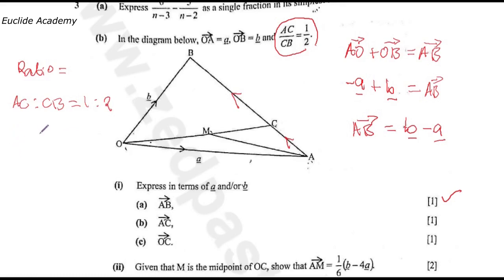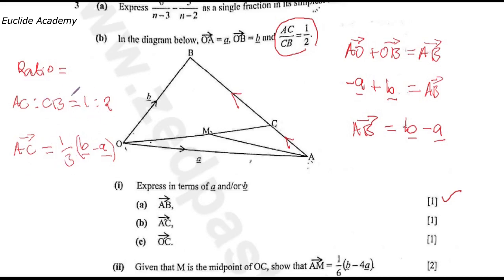So which means that if we want to find AC, the vector AC is equal to 1/3 of the total vector AB, which we found to be B underline minus A underline. So this will be B underline minus A underline. So that is AC.